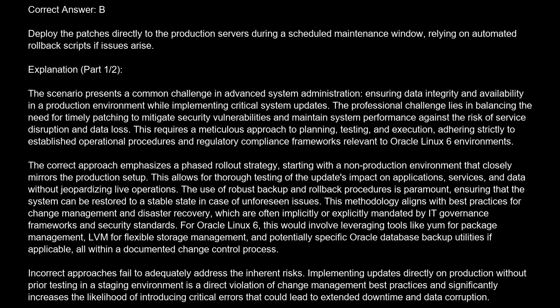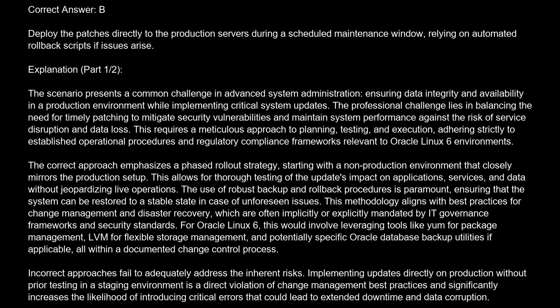The correct approach emphasizes a phased rollout strategy, starting with a non-production environment that closely mirrors the production setup. This allows for thorough testing of the update's impact on applications, services, and data without jeopardizing live operations. The use of robust backup and rollback procedures is paramount, ensuring that the system can be restored to a stable state in case of unforeseen issues.